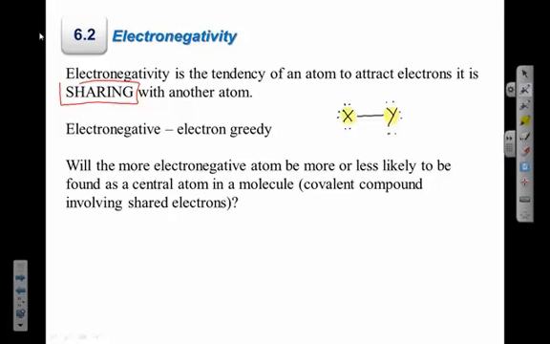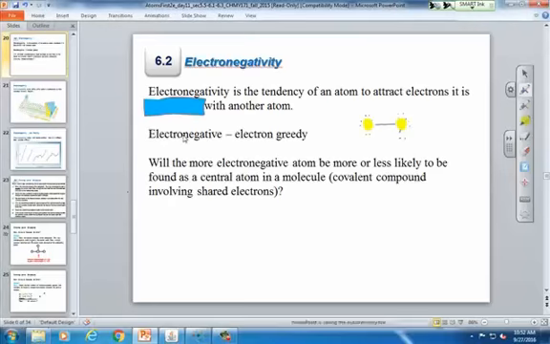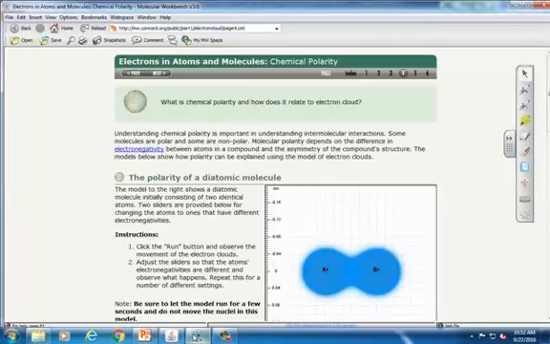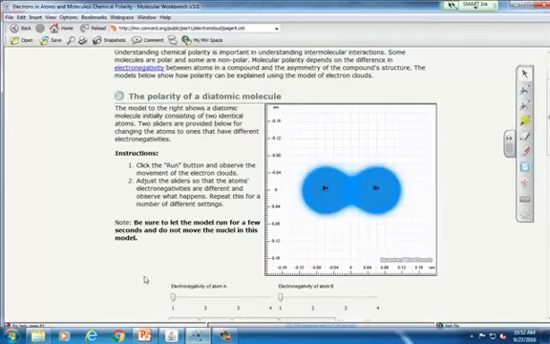That doesn't really create a difference. But if there's a difference in shielding or a difference in the number of protons, then these shared electrons are not going to be evenly shared. They will be unevenly shared. So if one has a higher electronegativity and it's more electron greedy, it will attract the electrons more effectively toward it. So if we go back to this simulation here, that's what this one here is meant to show.